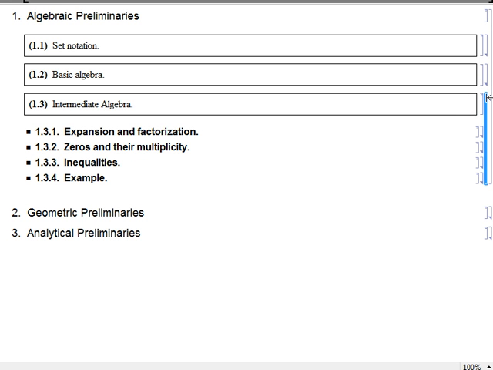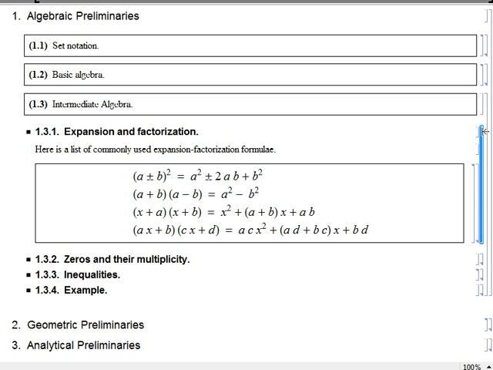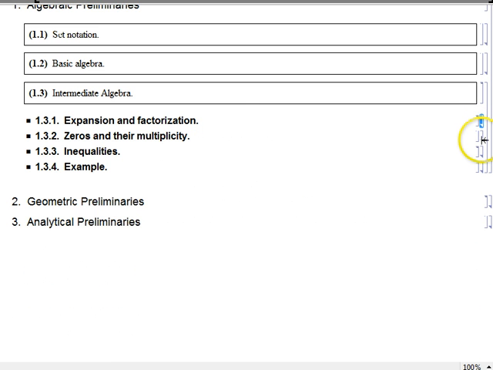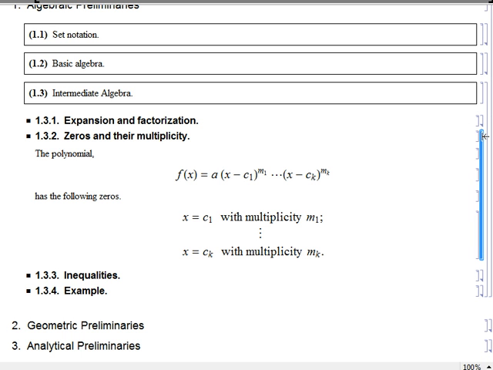Now let's move on to intermediate algebra. Some expansion and factorization formulae are explained over here. By the way, this notebook is posted in Blackboard. Complete square formula, square minus square, and then how to factor quadratic trinomials. And there are some more formulae hidden, not as important. Not unless you're an A student who wants to cover everything like a blanket. Okay, here we go. Important point here: zeros and their multiplicity.